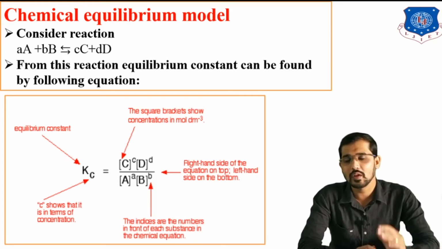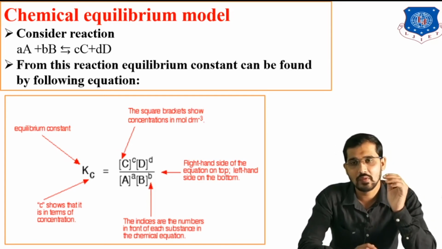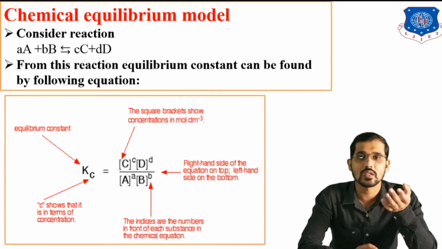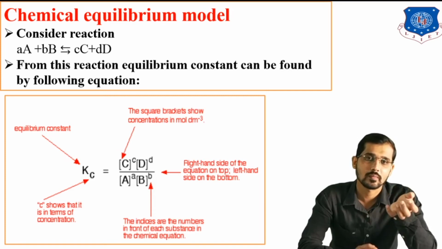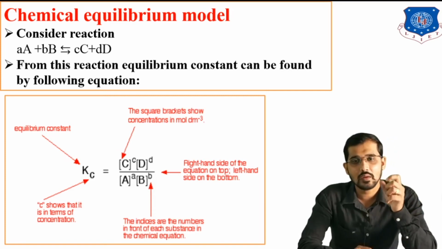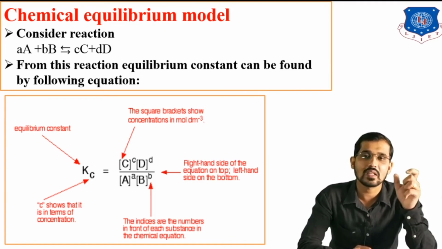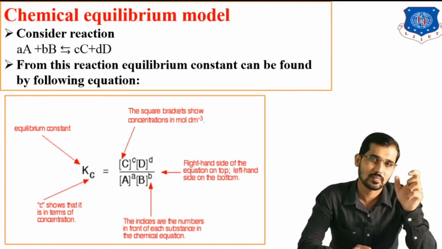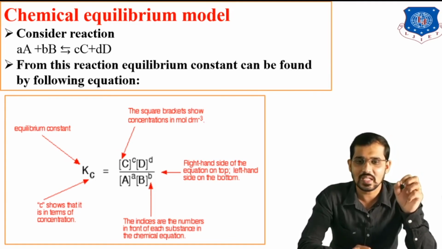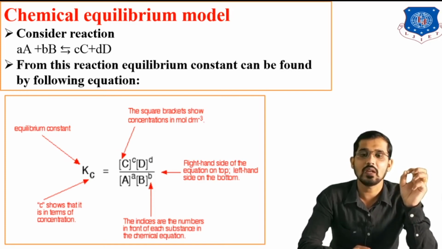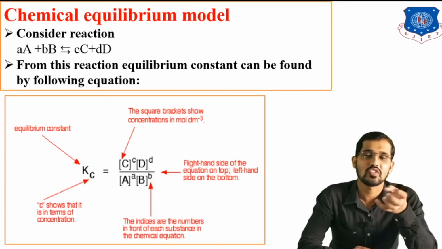I told you, whenever we are writing the equation for the Kc, we are taking the concentration of the product in the numerator and the concentration of the reactant in the denominator. After that, the small c, small d, small a and small b are nothing but stoichiometric coefficients. That is, the indices, the number for each substance in the chemical equation, are the stoichiometric coefficients.